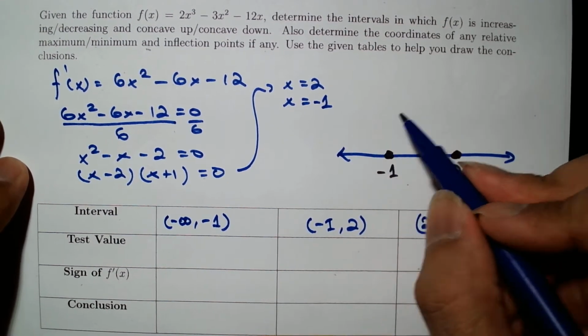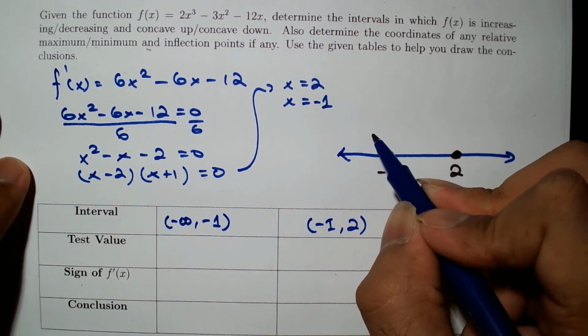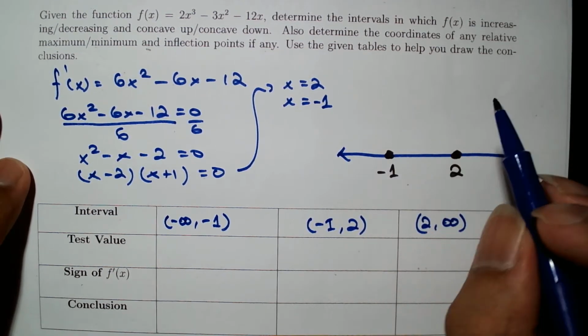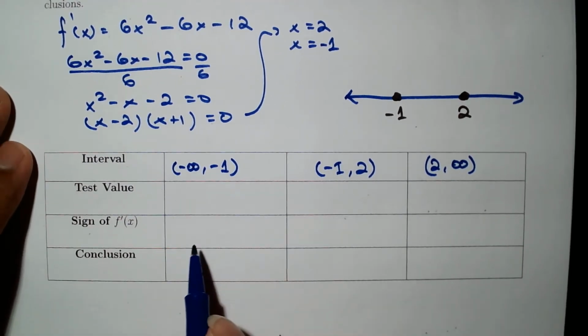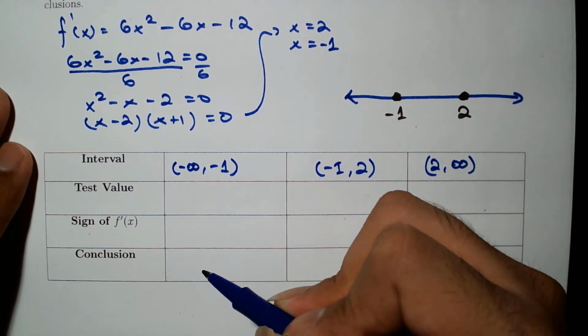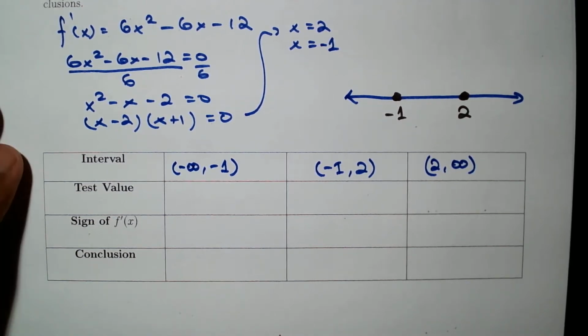Now we are going to take a test value to determine whether the function increases or decreases, because all we look at is the sign of f prime, whether it is positive or negative. Keep in mind that the derivative means slope, so the sign of the derivative is the sign of the slope. If the derivative is positive, the slopes are positive, that is, increasing. Otherwise, if the derivative is negative, then we have a decreasing function on that interval.